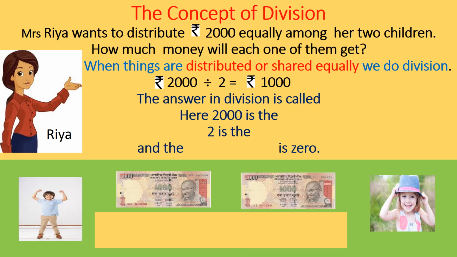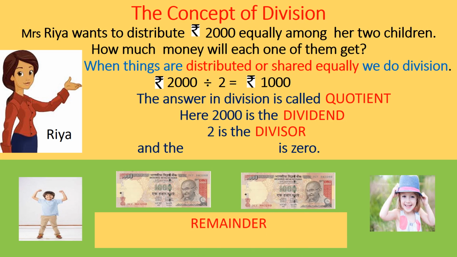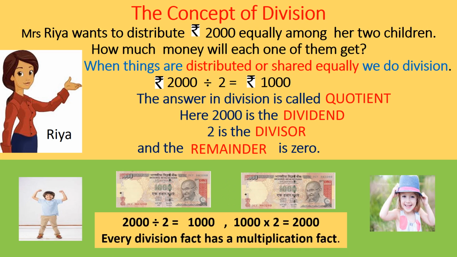Can you see? So the answer in division is called quotient. Here what is the quotient? 1000. And here 2000 is the dividend and 2 is called the divisor and the remainder is 0. There is no remainder here. So 2000 divided by 2 gives 1000, means 1000 into 2 is what? 2000. So every division fact has a multiplication fact in it.